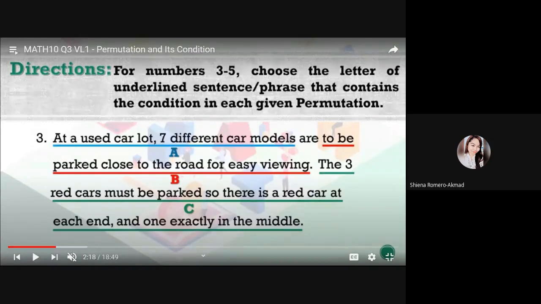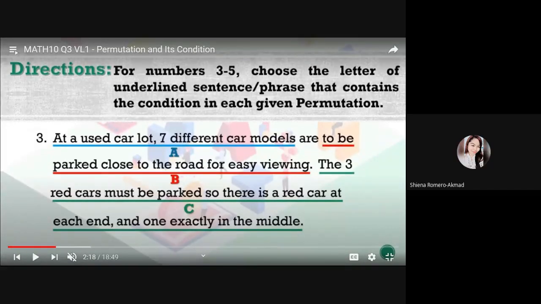Letter C po. Why is it letter C? Kasi po, di ba sabi po na yung permutation po ay arrangement. So yung arrangement po sa letter C, una po red, tapos red, tapos po yung isa. Yung arrangement po nila, meron pong red sa unahan, sa dulo, sabay meron din po sa middle.